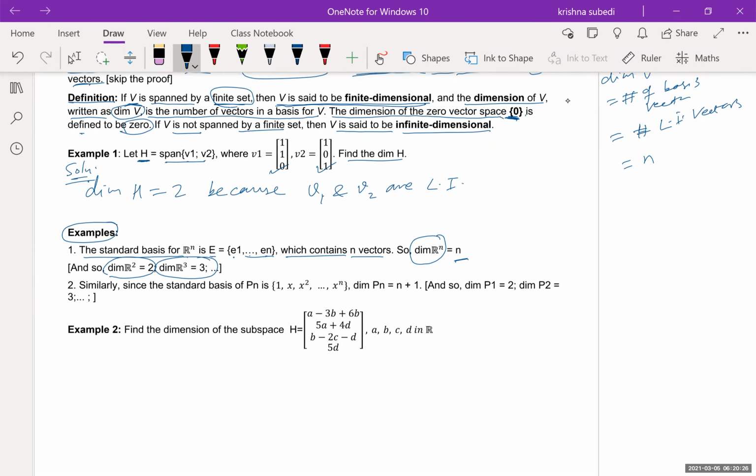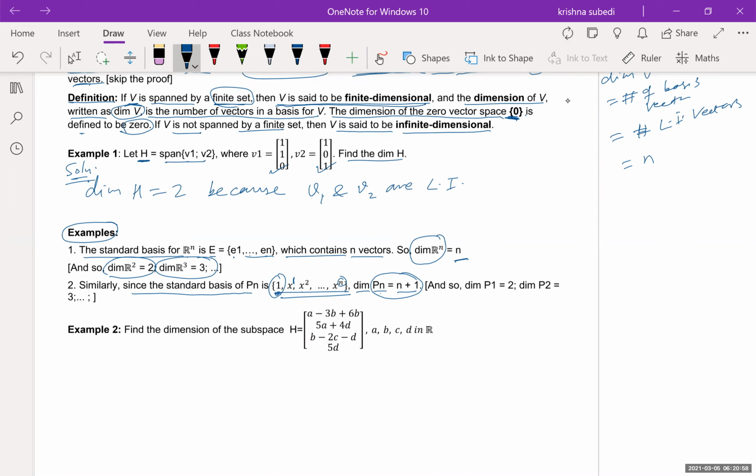Let's look at polynomials. Since the standard basis of P_n is 1, x, x squared, all the way up to x^n, the dimension of P_n will be n plus 1, because you see that this is 1, 2, 3 all the way up to n, and there is one more vector, and they are linearly independent. You can prove it easily. So the dimension of P_n, polynomials of degree at most n, equals n plus 1.